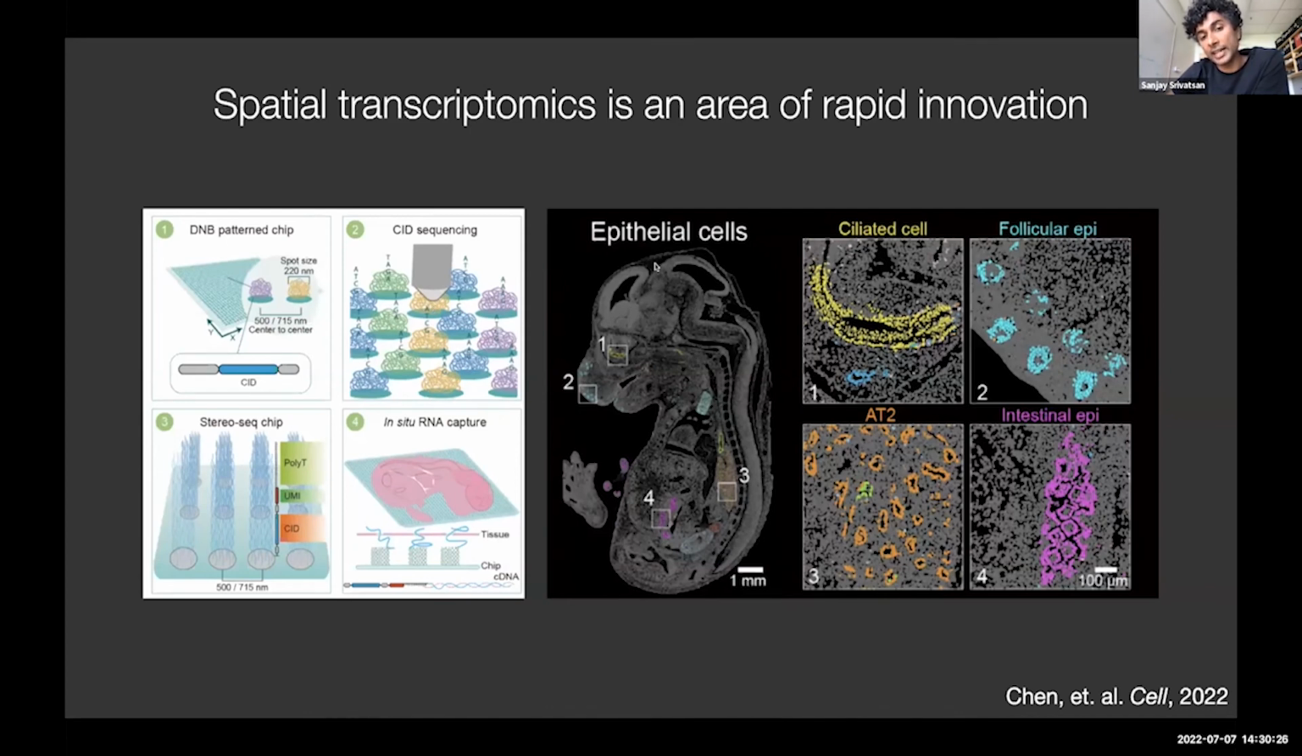Here they're highlighting different epithelial cell types located in different parts of the developing mouse. For example, the AT2 cells in the lung nicely illuminate the alveoli, which are present in the lung, or the follicular epithelium, which will eventually give rise to whiskers in the mouth. So this is really amazing and cool data to see.